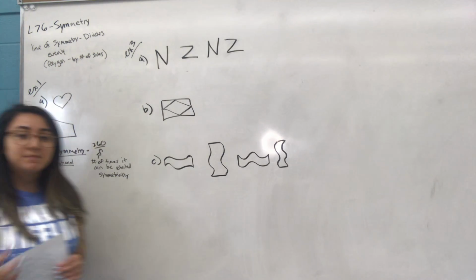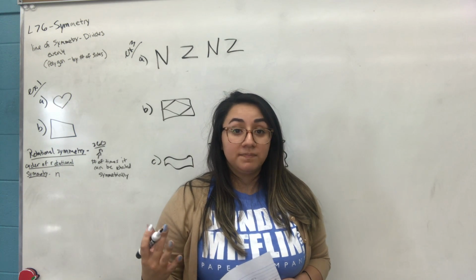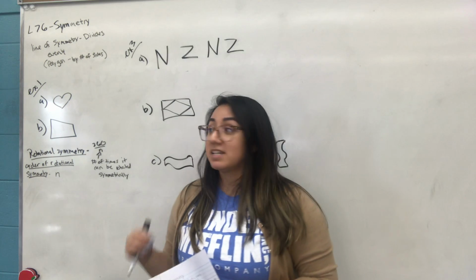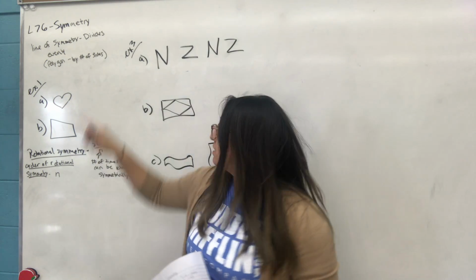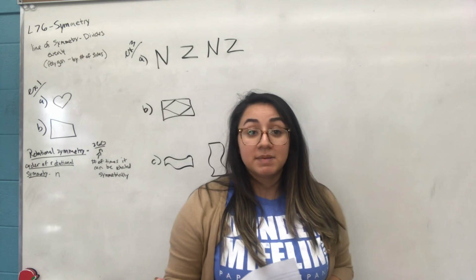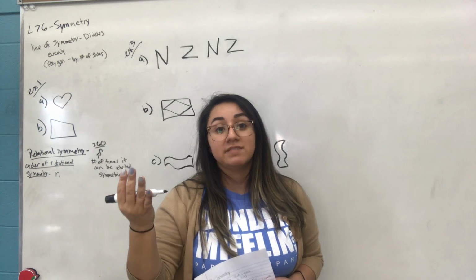For regular polygons, that means it divides it evenly. So let's say for a triangle, it divides it evenly by the number of sides. It has 3 sides, so it has 3 lines of symmetry. Let's say a regular pentagon. A pentagon has 5 sides, so it has 5 lines of symmetry because there are 5 sides.